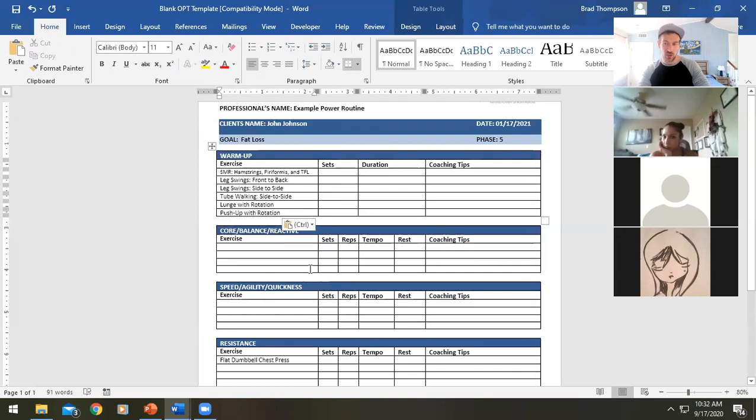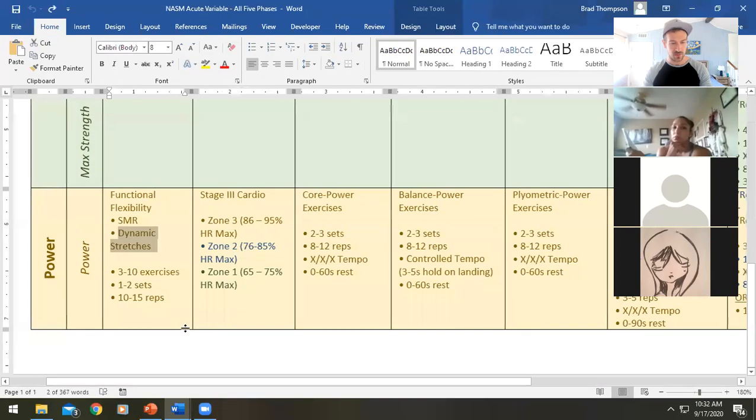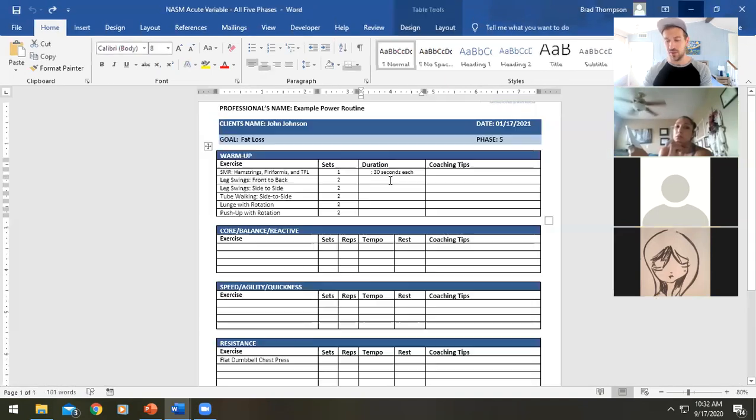Now you'll notice I didn't leave myself any room for cardio. Cardio is technically optional in phase 5 for the warm-up because this circuit right here is going to get your heart rate up the same way a cardio warm-up would. So we're gonna do 1 set here, but I'm gonna do 2 sets of everything else. We're gonna say 30 seconds each because that's foam rolling and that's how foam rolling works. But here, if I go to my rules, I'm gonna do 1 to 2 sets, 3 to 10 exercises, 10 to 15 reps. Let's go with 10 reps each.